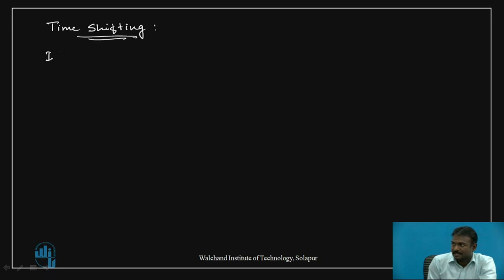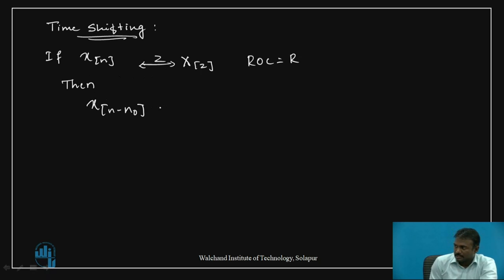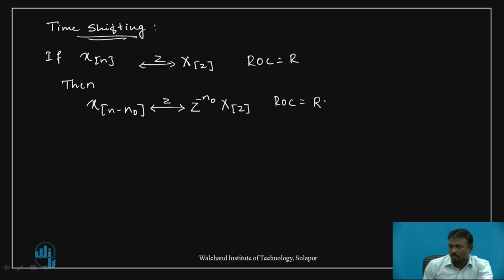Time shifting property states that if x of n is a discrete time signal, then Z transform of x of n is equal to X of z with ROC equal to R. Then x of n minus n naught is a discrete time signal, and Z transform of x of n minus n naught is equal to z to the power minus n naught into X of z with ROC equal to R, except for the possible addition or deletion of origin or infinity. Let us prove this one.